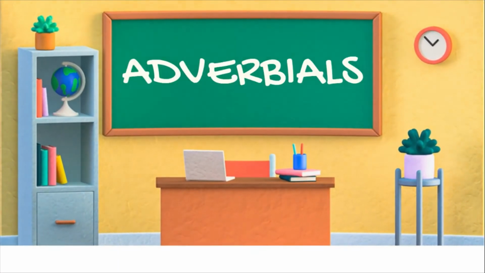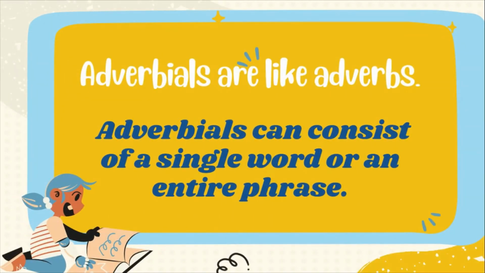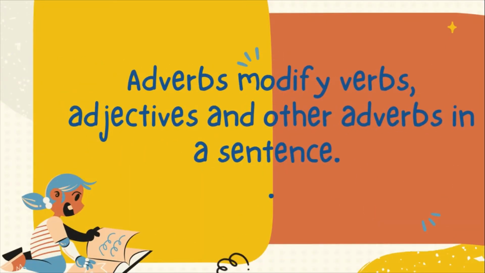Alright, so now let us talk about the adverbial. Now that we remember what adverbs do, that they modify the verb, adverbials are just like adverbs. An adverbial can consist of a single word or an entire phrase, that's more than a word, and what they do is just like an adverb. They modify the verbs or the adjectives.